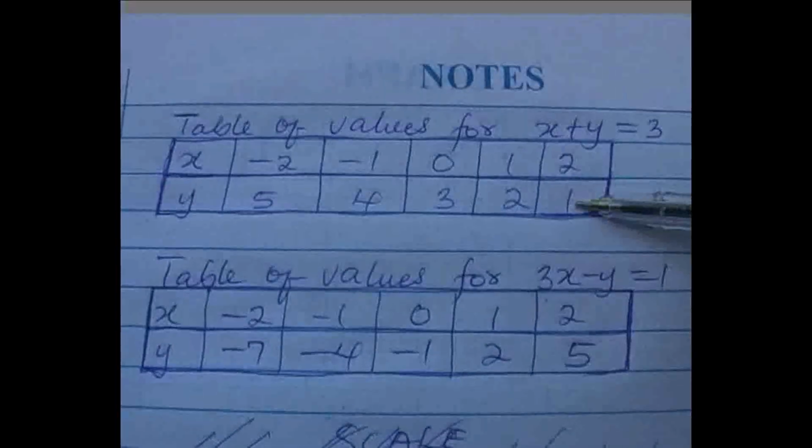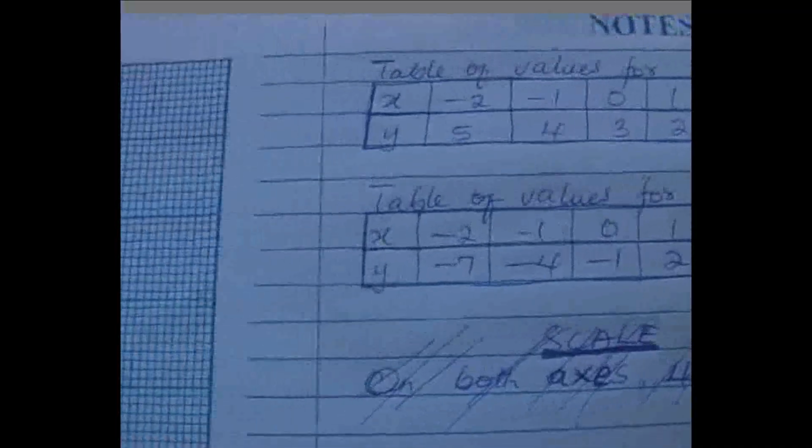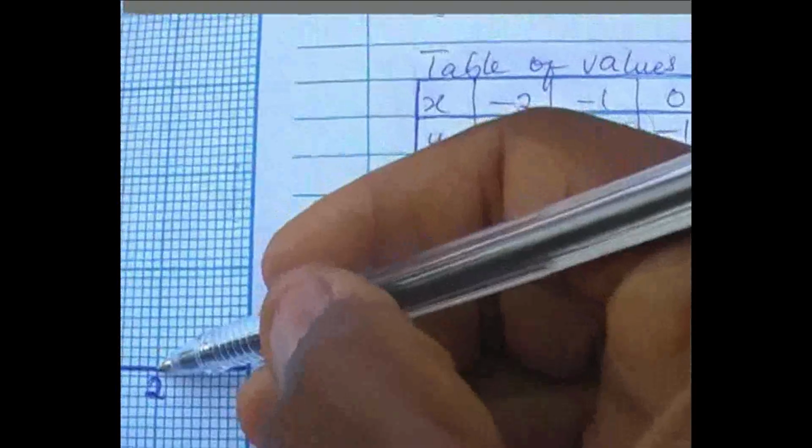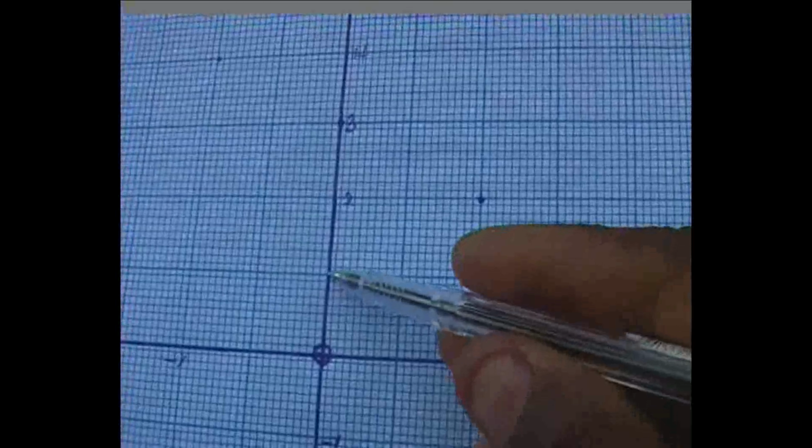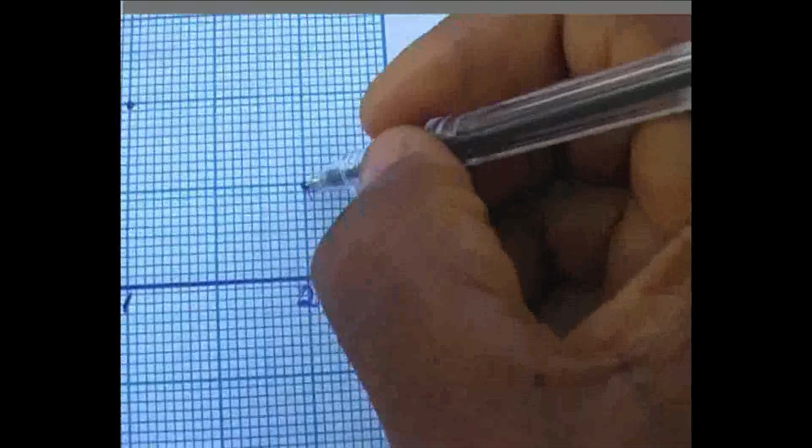Now the last, the values are 2 for the value of x and 1 for the value of y. This is 1 for the value of y. So trace the line and see where it meets with 2. So the next point is here. So plot this place.